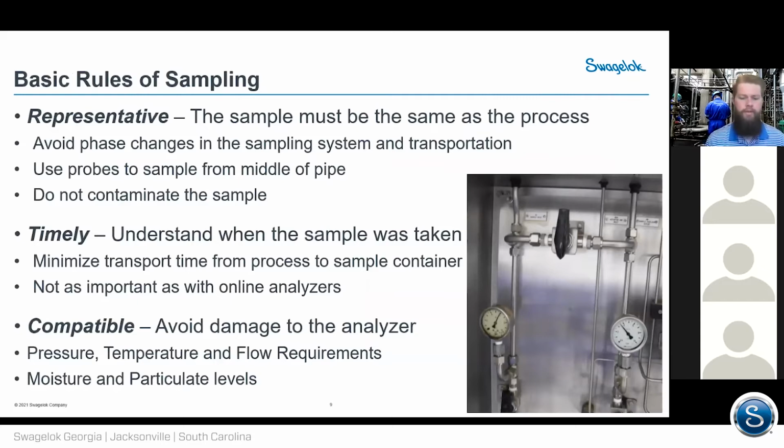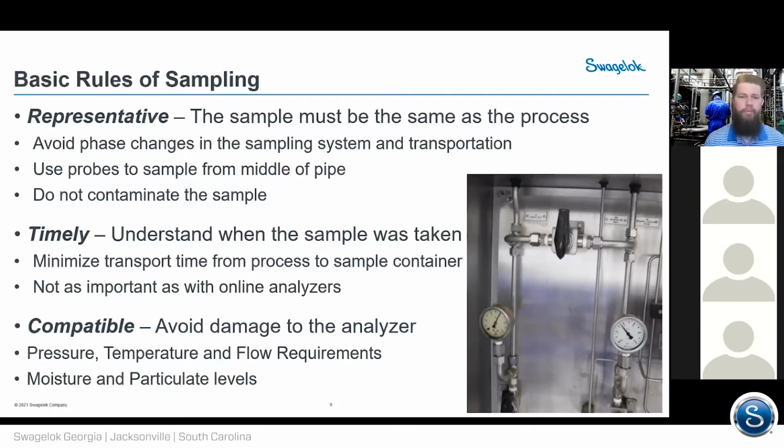For instance, if a particular analyzer takes 3 minutes to analyze a sample and then has a purge cycle that's 3 more minutes or something like that, maybe it doesn't really require a 30-second time delay from the sample leaving the tap to getting to the analyzer. Maybe we have a little bit of leeway there. So again, just defining what that means.